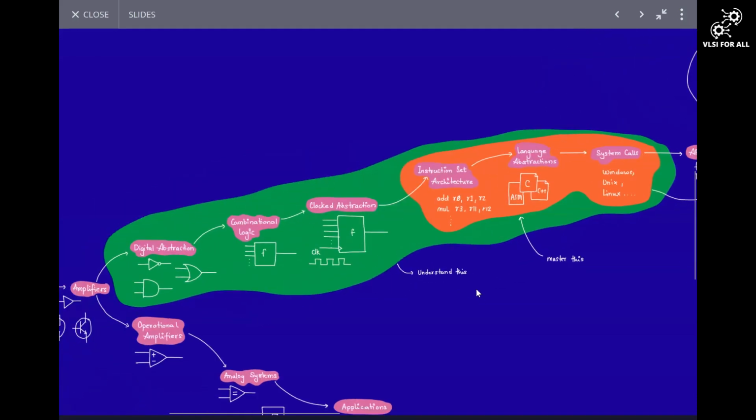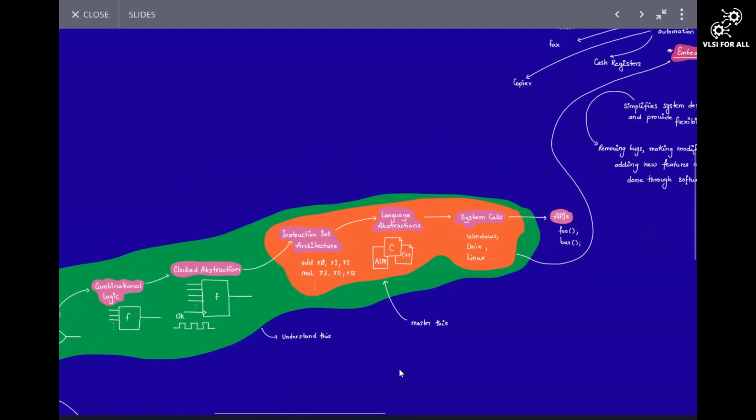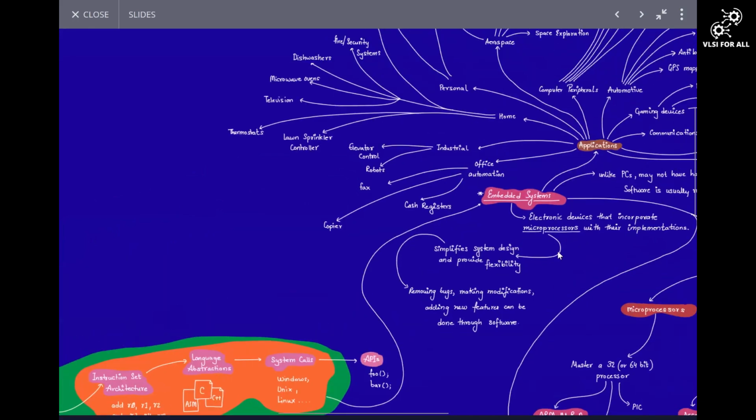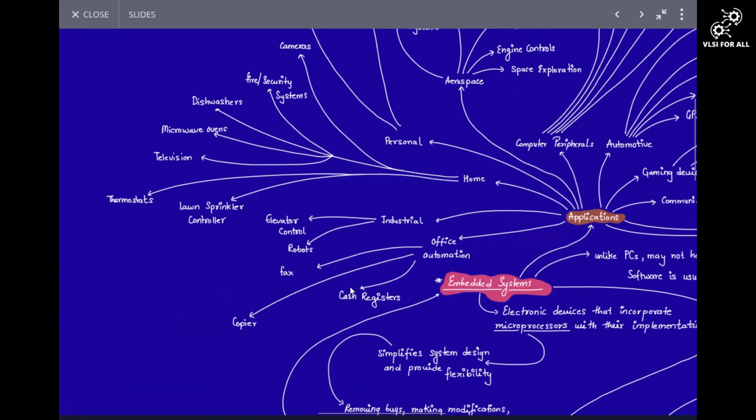Okay, so we have gone through this arrow which is coming towards embedded systems. And we have also discussed a few of the other arrows. Now let's understand the application.